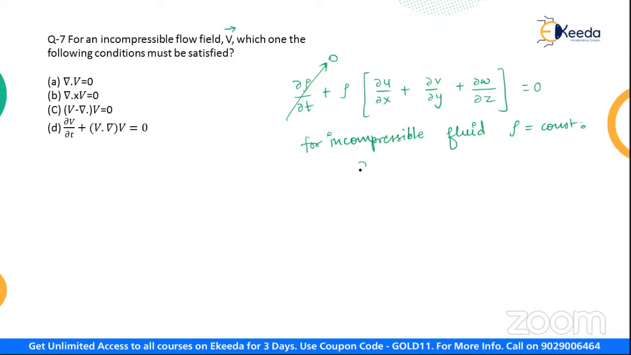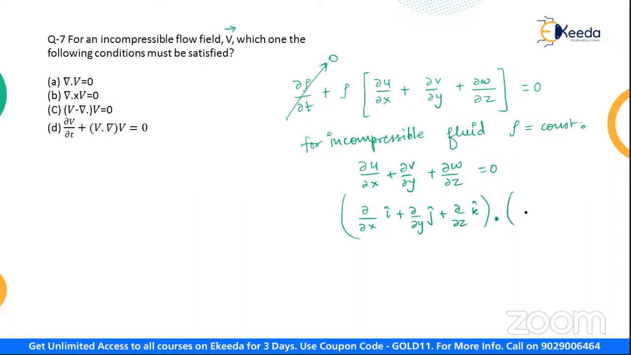So for incompressible fluid, it can be written as del u by del x plus del v by del y plus del w by del z is equal to 0. Now in this case, it can be further written as del by del x i cap plus del by del y j cap plus del by del z k cap, multiplied with the dot vector, that is u i cap plus v j cap plus w k cap, is equal to 0.